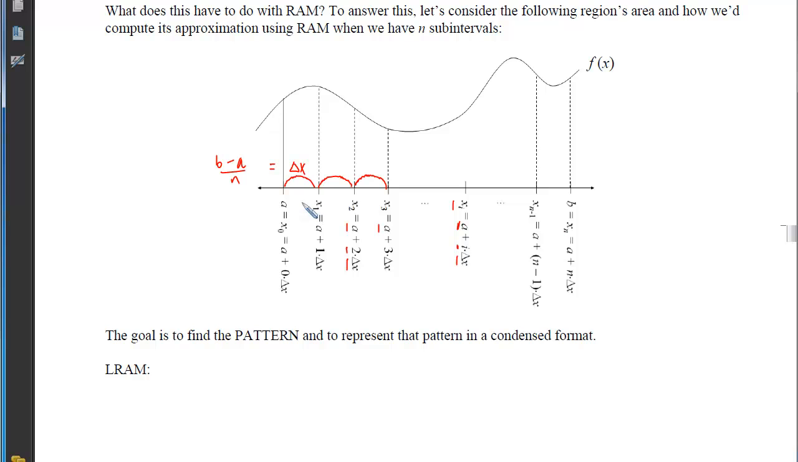So by that token, we can end all the way up at b, which was x sub n, by taking the left edge a and adding n of those delta x's. So the goal is to find the pattern and then represent the pattern in a condensed format.